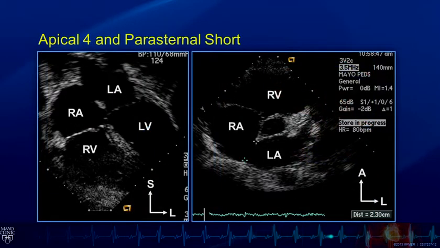The apical views can be used, but apical four-chamber views should not be performed where the atrial septum is completely parallel to the echo beam. So we need to tilt the apex of the ventricle so that the atrial septum is at an angle to the echo beam, as shown in this slide. Then we can see often a large defect between the left atrium and the right atrium. Again, parasternal short axis imaging can show the same defect as shown here.